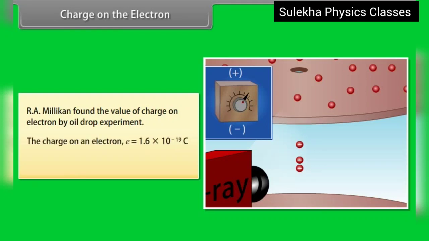Thus, the charge on an electron e is equal to 1.6 × 10^-19 coulomb. Mass of the electron me is equal to 9.31 × 10^-31 kilogram.